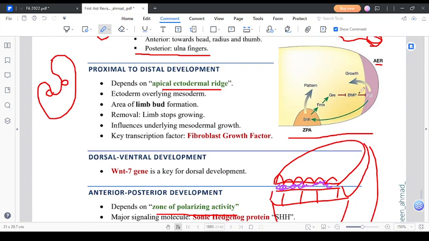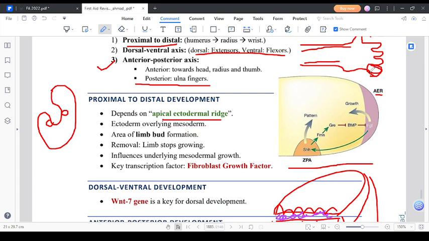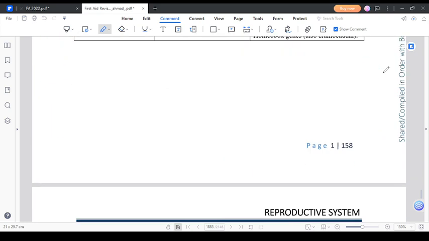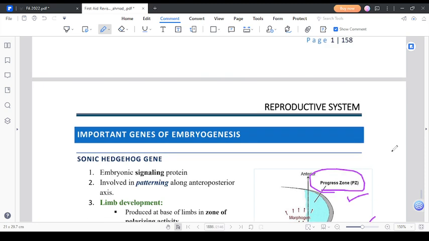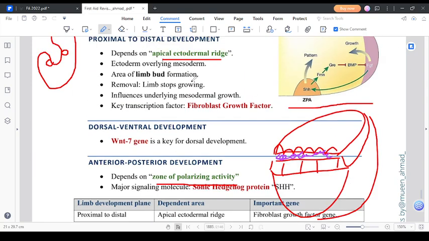So the outermost, the AER, is the ectodermal covering, and under that we have mesenchyme, and mesenchyme consists of two further zones. One is the progression zone or the progress zone, while the second one is the zone of polarizing activity. Now the apical ectodermal ridge, like this one, is responsible for the linear growth of the limb, and if it is removed, the limb growth is halted or inhibited.